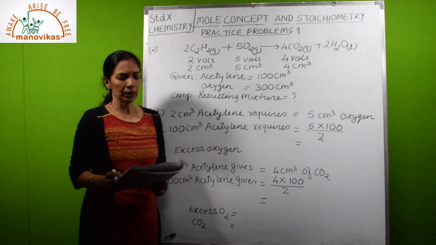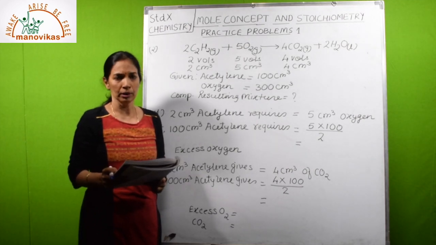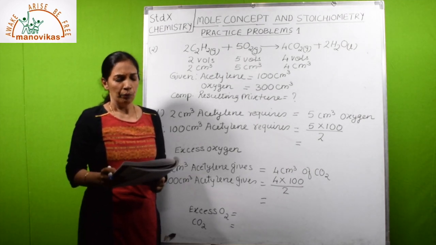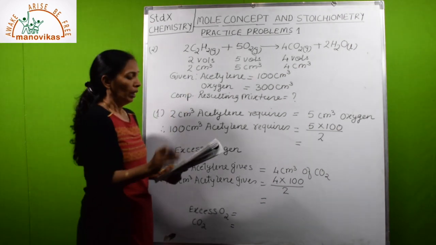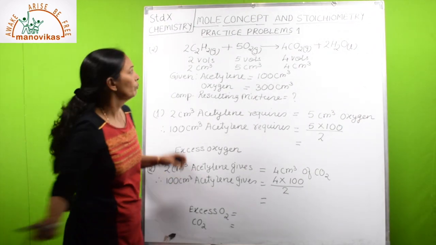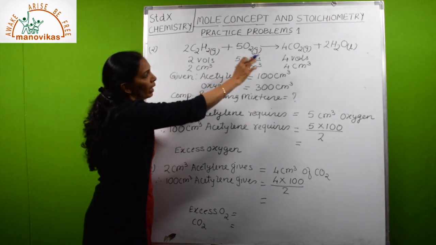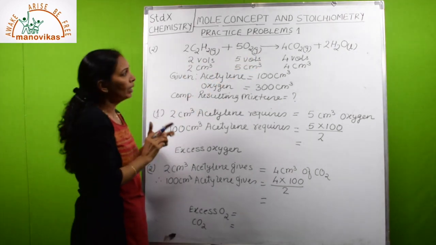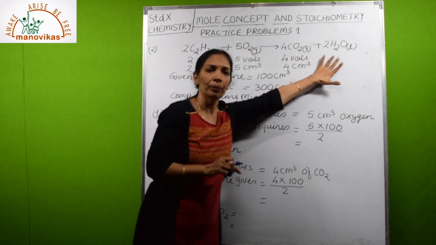100 cubic centimeter of acetylene is mixed with 300 cubic centimeter of pure oxygen and ignited. When the reaction takes place as illustrated above, calculate the composition of the resulting mixture. Same kind of question. When acetylene is heated with oxygen, carbon dioxide and water vapor come, and on cooling the water vapor will turn into liquid. So the gas law will not be applicable to it.